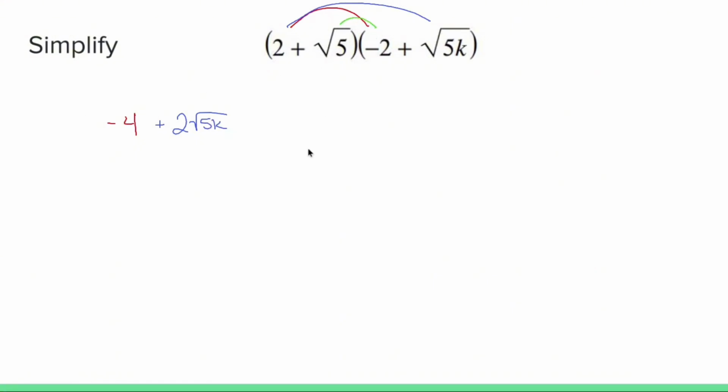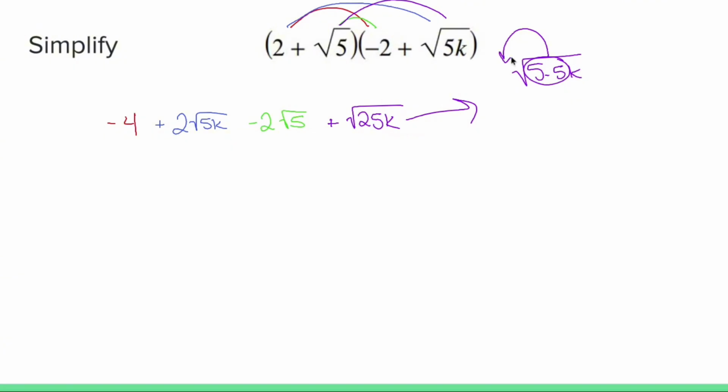Root 5 times negative 2 is negative 2 root 5. So far, nothing crazy has happened. And root 5 times root 5k means I multiply inside the square root. So 5 times 5 is 25k. Now I know that this is going to be the same as 5 times 5k. And you could circle that 5 and bring out one of them, which leaves us with 5 root k, like so.